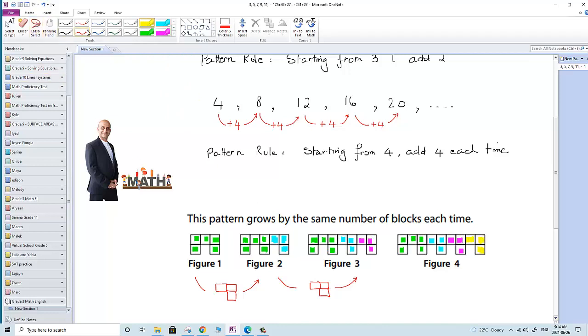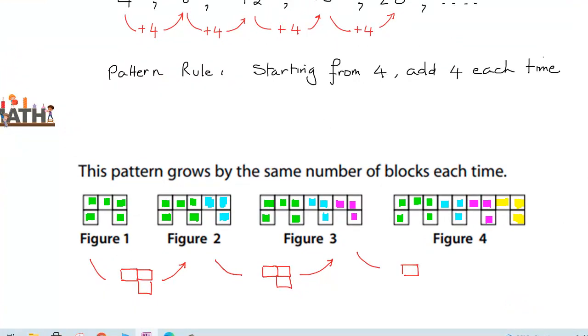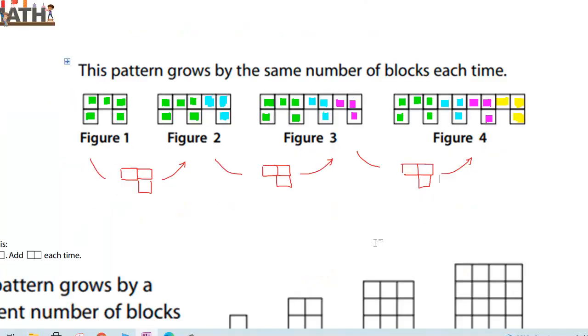Wow, that means again, the figure 3 is repeated with extra 3 blocks to get figure 4. So I'm adding these 3 blocks every time I go to the next figure. That means my pattern is going to be this way. This is what I'm going to write.